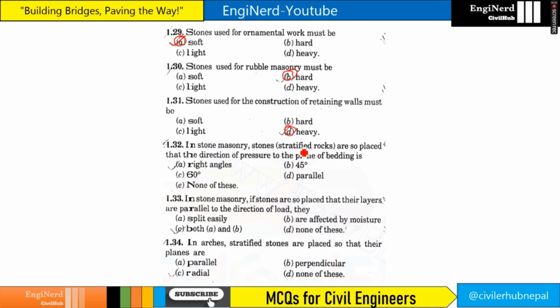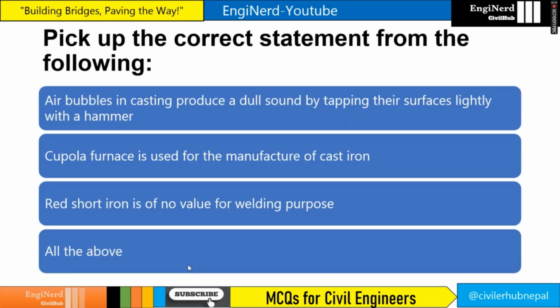In stone masonry, stratified rocks are so placed that the direction of pressure to the bedding plane is at right angle. And in stone masonry, if stones are so placed that their layers are parallel to the direction of load, they split easily and are affected by moisture. So the answer is both A and B. In arches, stratified stones are placed so that their planes are radial, right?